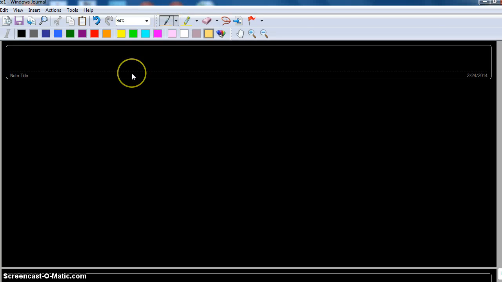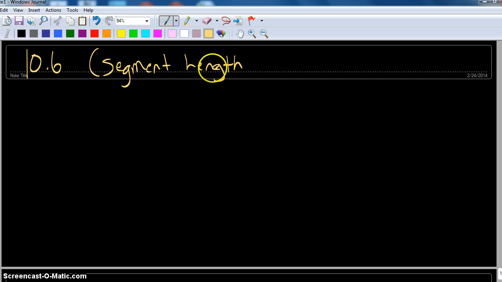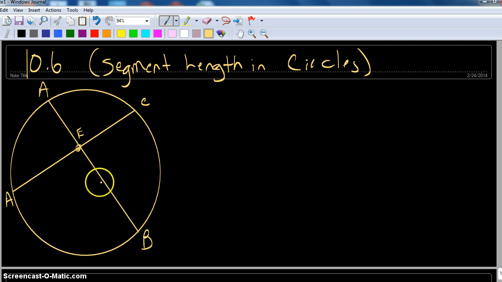What's up, guys? Today is going to be lesson 10.6, and that is called segment length in circles. Let me draw a circle real quick. Alright, let's say we have a circle like this.